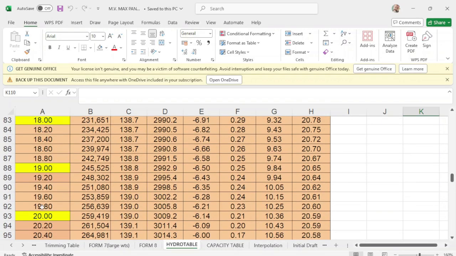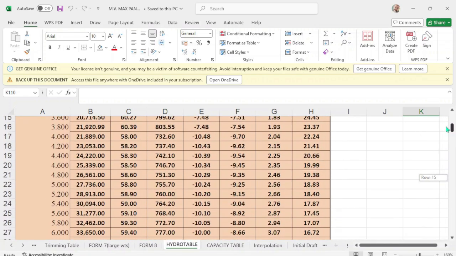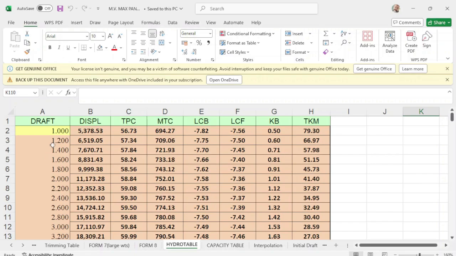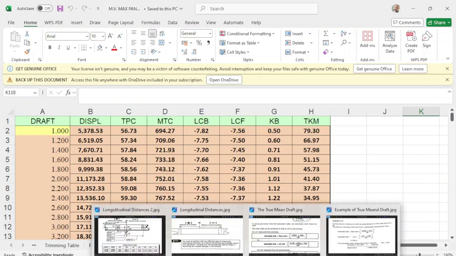This is your hydrostatic drop. This one. Because this is the hydrostatic table, this will be your hydrostatic drop. Okay? Go back again.